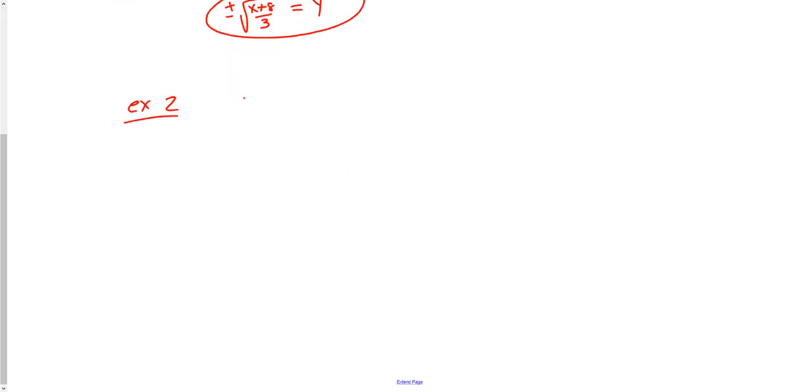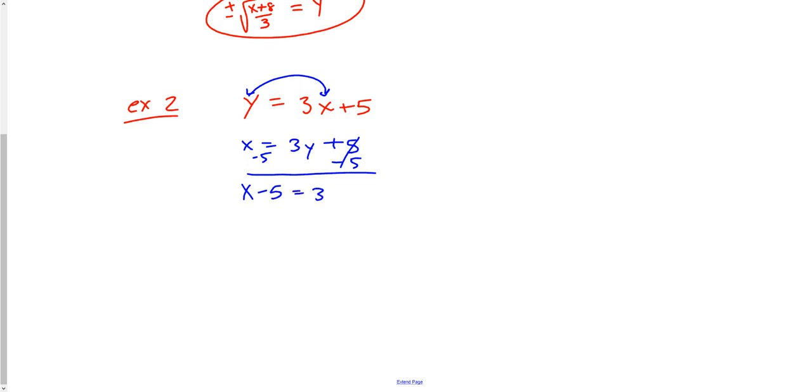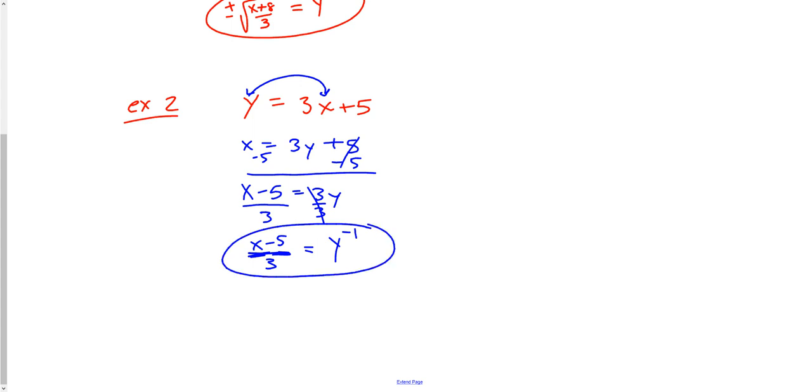Example 2, y equals 3x plus 5. If I was doing a linear example, same rules as before, switch x and y. So x equals 3y plus 5. Then we want to get the y by itself, so I would subtract 5. So I have x minus 5 equals 3y. Then just divide everything by 3. So I have y equals x minus 5 all over 3. And then we just put the little -1 to show that it's not the original problem. I'll go ahead and just do one more.